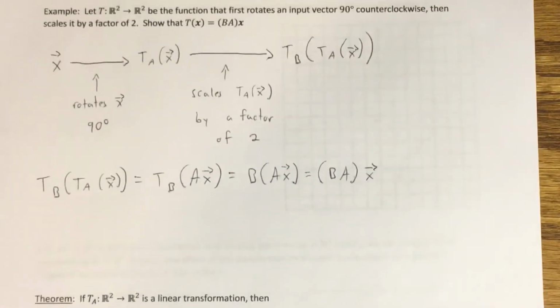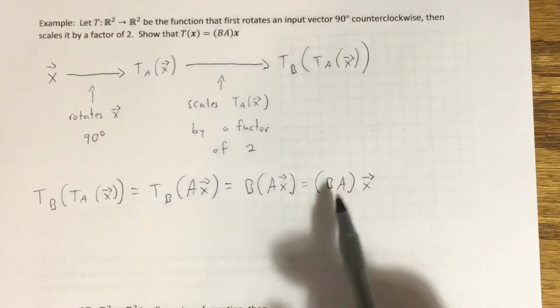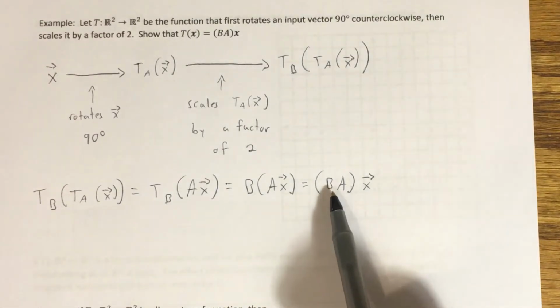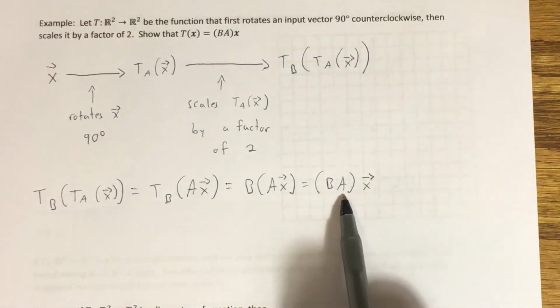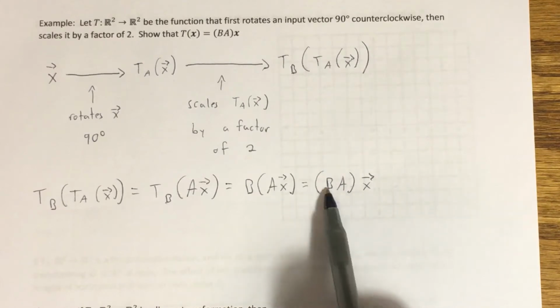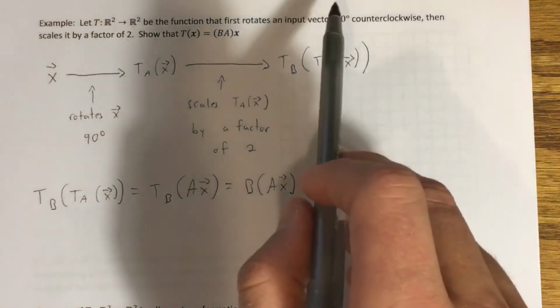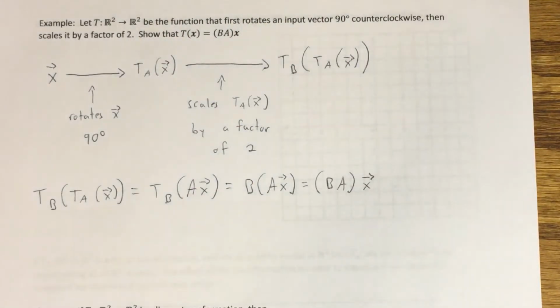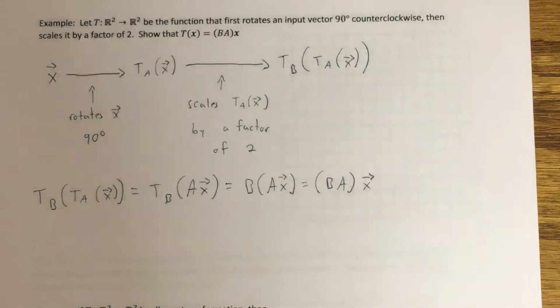Now, how is that useful? Well, if I were to actually multiply the matrices B times A, then I would have another 2 by 2 matrix, and that 2 by 2 matrix can be used to accomplish both of these transformations at once in that sequence. Rotate by 90 degrees and then scale by a factor of 2.